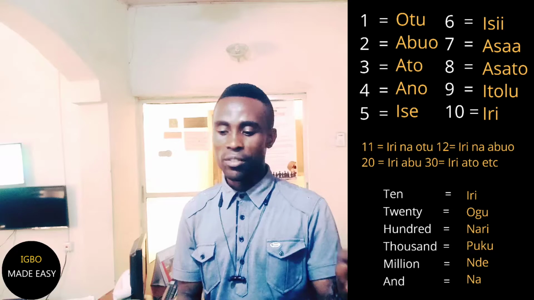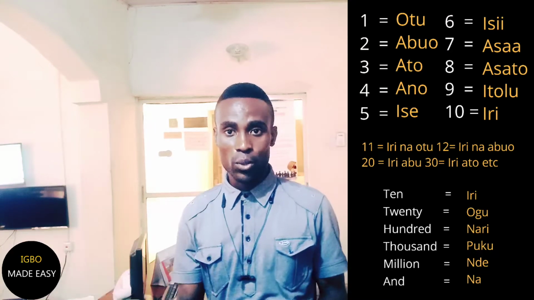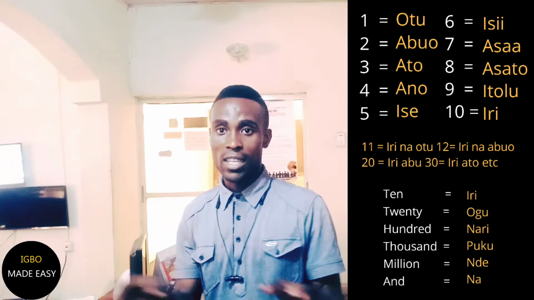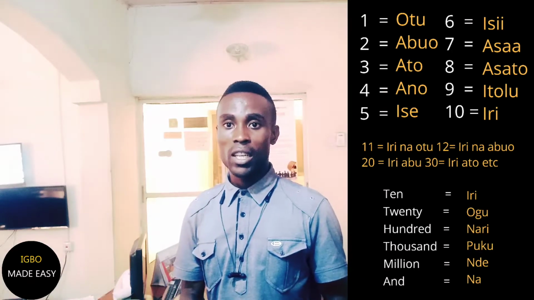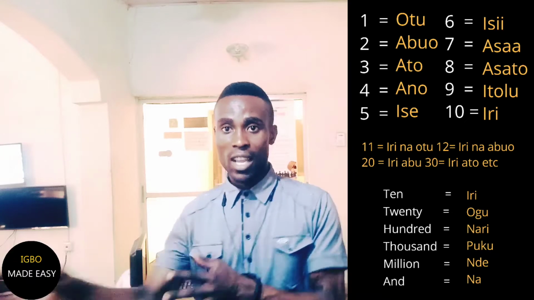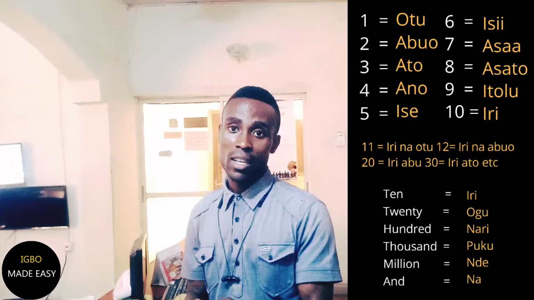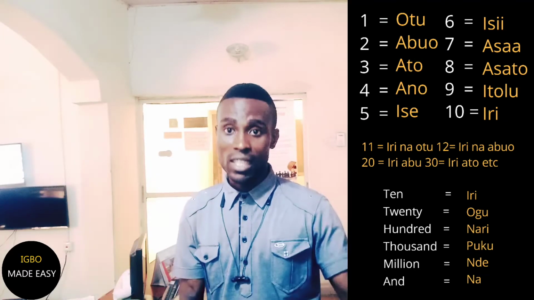90 is iri itolu. 10, 9. Itolu is 9. So 10, 9. Iri itolu. And 99 is 10, 9 and 9. So iri itolu na itolu. So if you have 97, it will be 10, 9 and 7. Iri itolu na sa. 10, 9 and 3. Iri itolu na ato. And 10, 9 is 90. That's how the Igbos say 90.